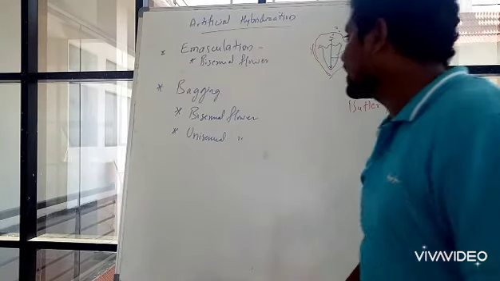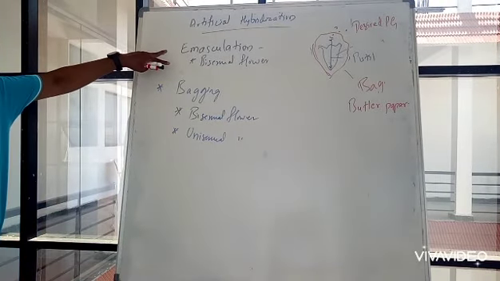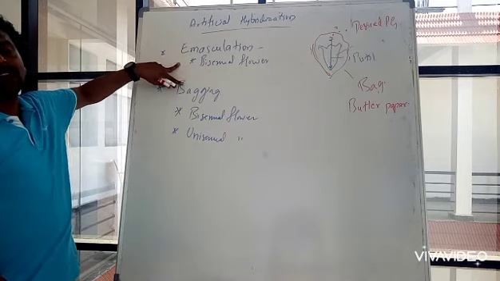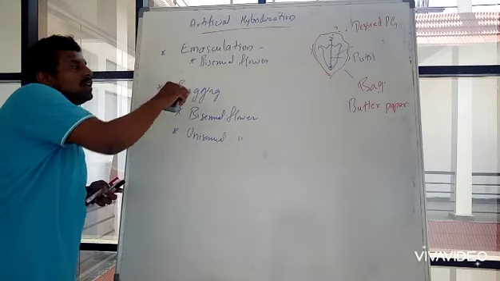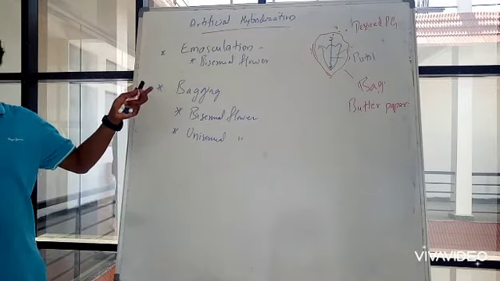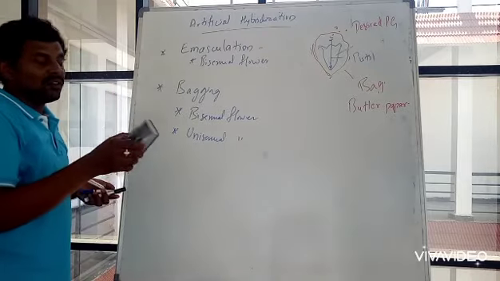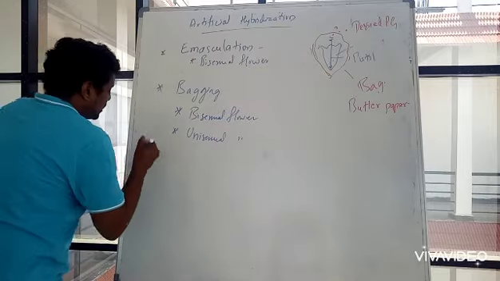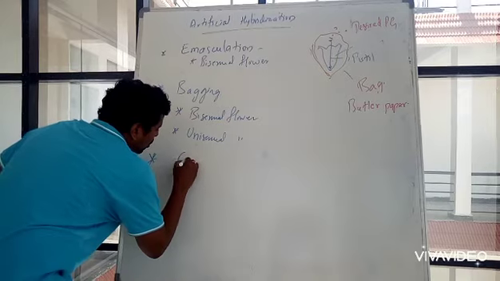So to perform artificial hybridization, you need two types of techniques. First is emasculation, which means removal of the male reproductive part from the flower, and bagging, which protects the flower from contamination. These techniques are used for improvement of crops. So artificial hybridization is one of the techniques used for crop improvement.